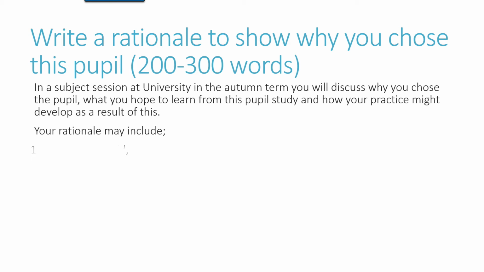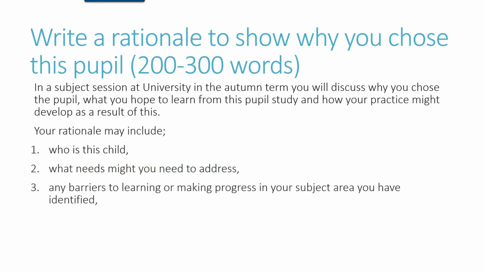Your rationale may include: who is this child? What needs might you need to address? Any barriers to learning or making progress in your subject you have identified, and how this study may support your progress. So you need to look at what this child actually needs to do to improve in the subject you're looking at, and you need some sort of thought and discussion about that.